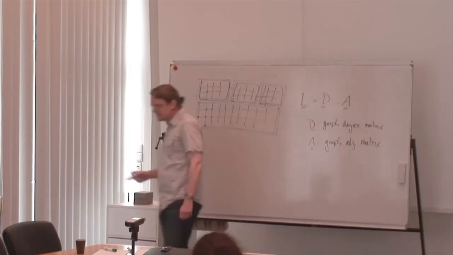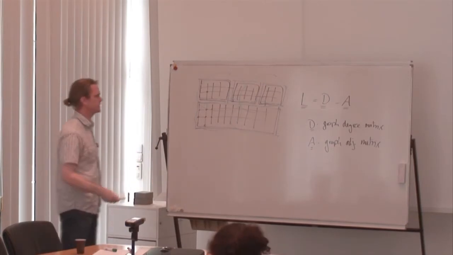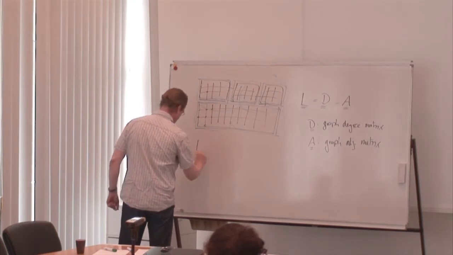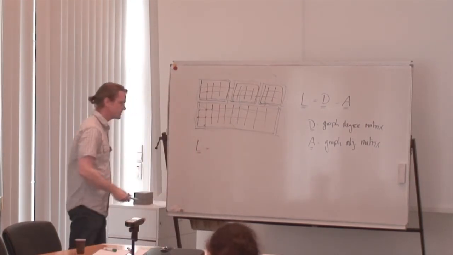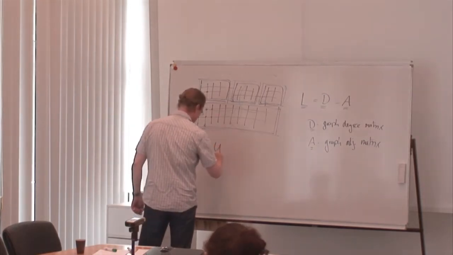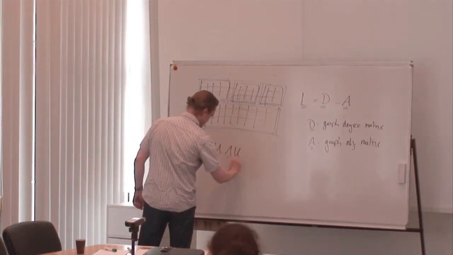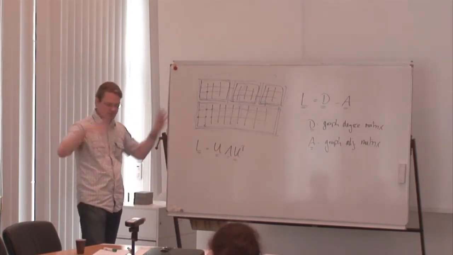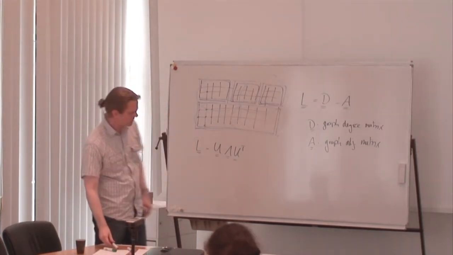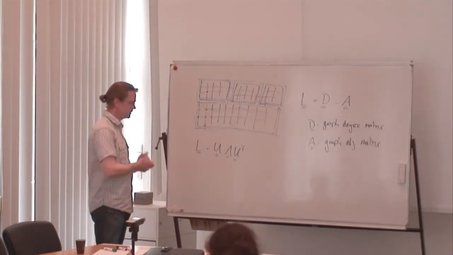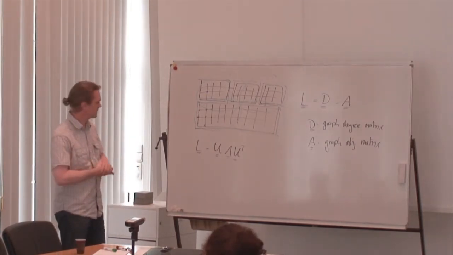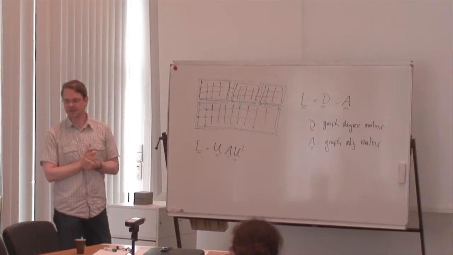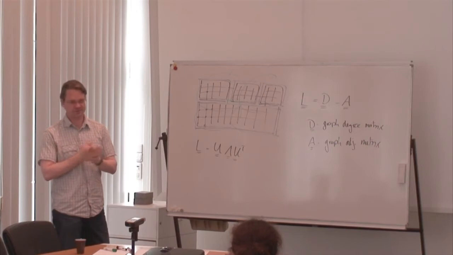Okay. Given this definition of the graph Laplacian, what we then do in spectral clustering is to consider the spectral decomposition of the Laplacian, say U times lambda times U transpose. And once we have that, we determine the k eigenvectors of L belonging to the k smallest eigenvalues of L and use those to cluster the graph.